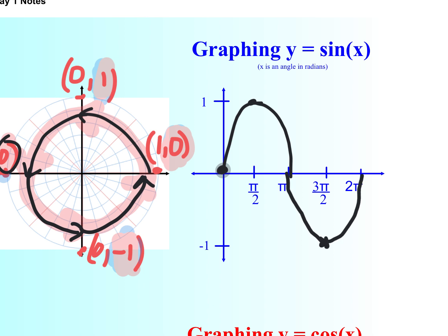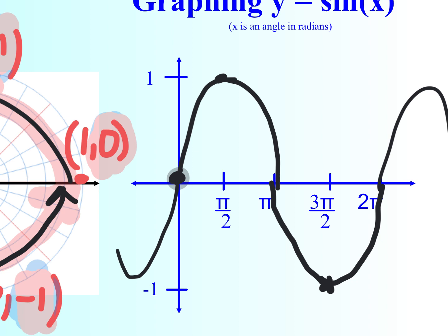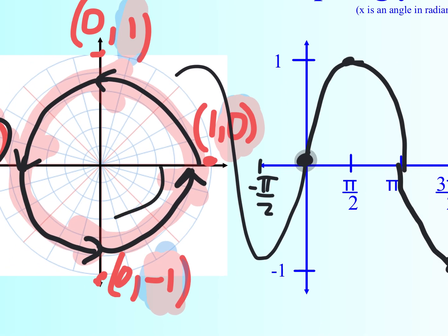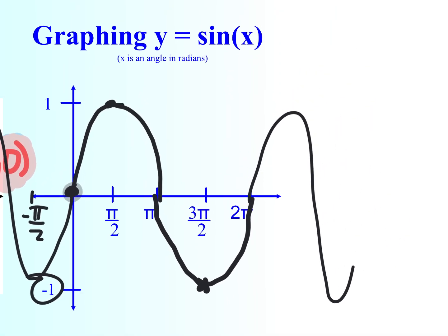But does it just stop right there? No, you can keep going. So this wave could keep going. It could keep going forever like that. And it could also go into this, which would be into the negatives. This would be negative pi over 2, because we could go backwards on this circle, right? We could go backwards and we could get to -1, see? When we go back here, we get to -1. So there is the graph for sine.